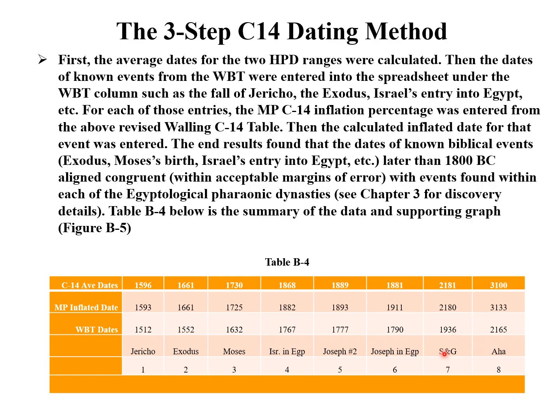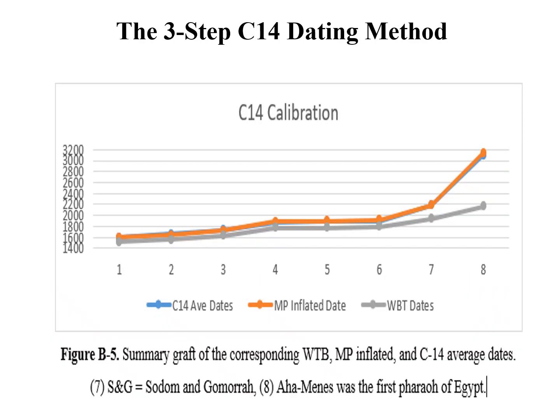Okay, so we got Sodom and Gomorrah happened in 1936. The approximate qualitative date, inflated date, was 2180, and of course we got 2181 for the actual carbon-14 dates of what we think is related to Sodom and Gomorrah. Same thing for Alhamenes. This is carbon dated 3100 BC. We have our inflated data along that best fit curve at around 3133 qualitatively, not quantitatively. Okay, so that's incredible. Here's what that looks like when you do it along a graph.